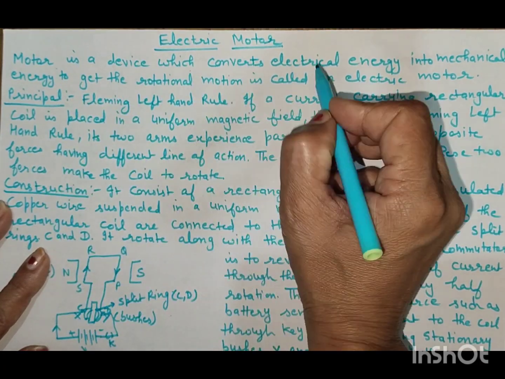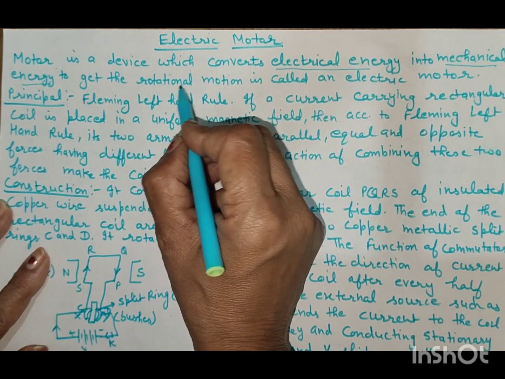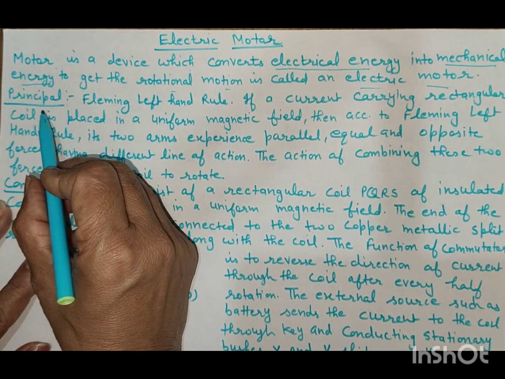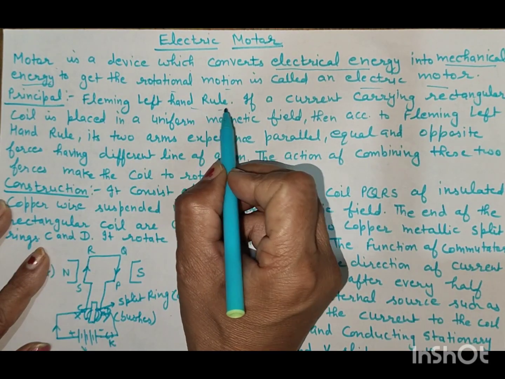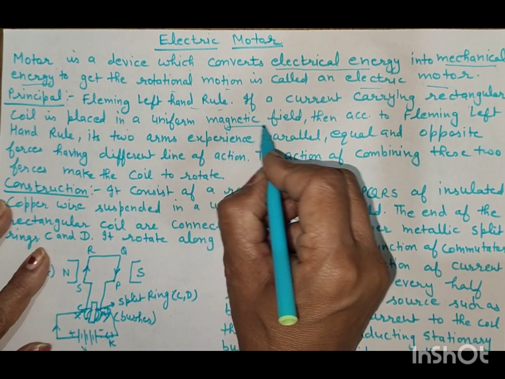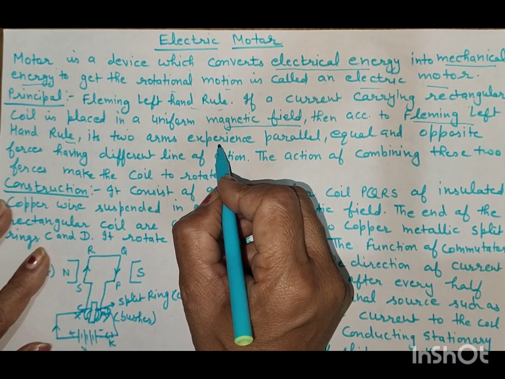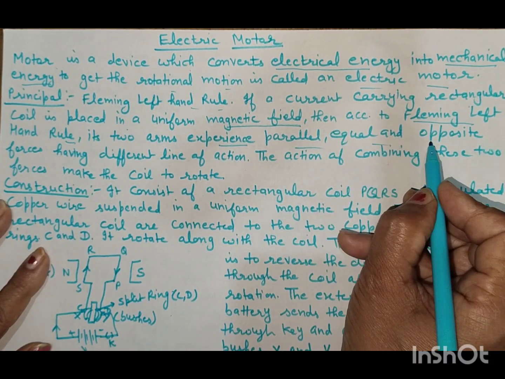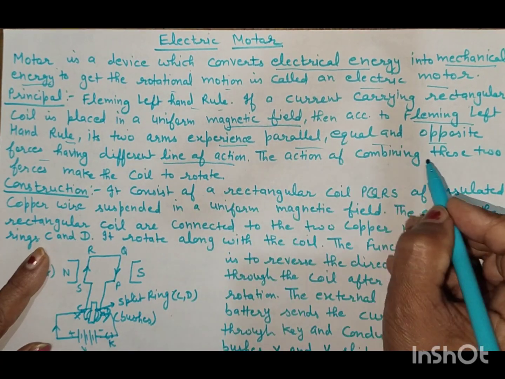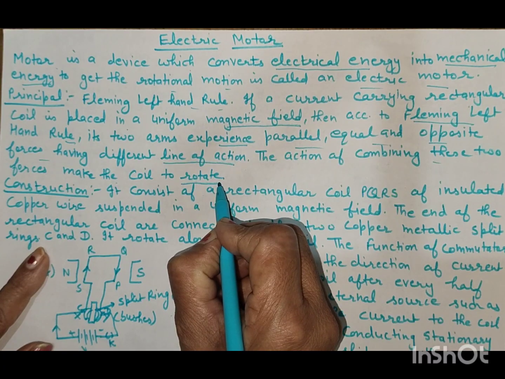A motor is a device which converts electrical energy into mechanical energy, to get rotational motion. It is called an electric motor. What is the principle of a motor? Fleming's left hand rule. If a current carrying rectangular coil is placed in a uniform magnetic field, then according to Fleming's left hand rule, its two arms experience parallel, equal and opposite forces having different lines of action. The combined action of these two forces makes the coil rotate.